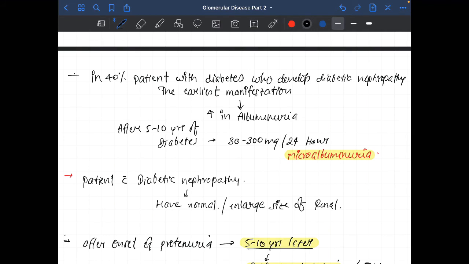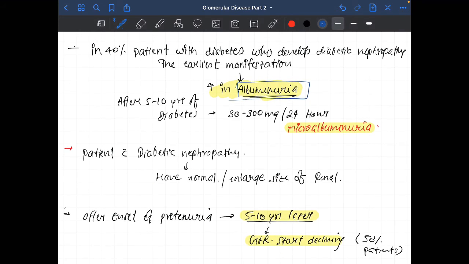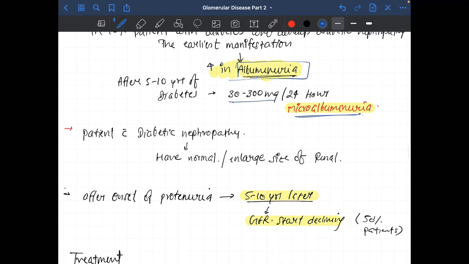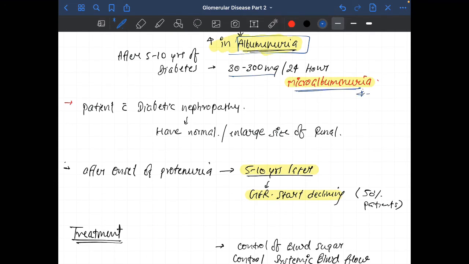In 40% of patients with diabetes who develop diabetic nephropathy, the earliest manifestation is albuminuria. Very important board exam question: which one is the earliest manifestation of diabetic nephropathy? This is albuminuria. After 5 to 10 years of diabetes, 30 to 300 mg per 24 hours is called microalbuminuria. This is actually common in diabetic patients. After 5 to 10 years after diagnosis of diabetes, 30 to 300 mg per 24 hours will be called microalbuminuria.